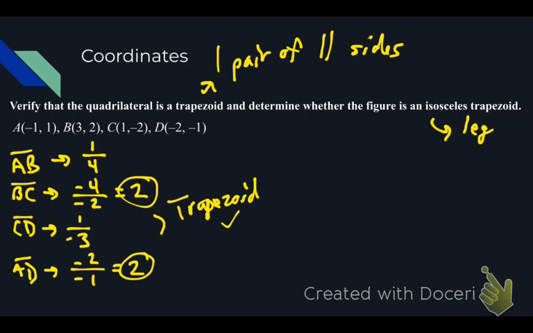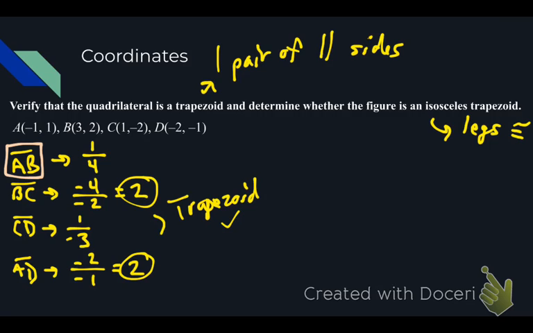The legs are congruent. Well, which ones are the legs? That's the question. Okay, so we kind of need to know that. If you look at it, though, the ones that are parallel, those are the bases. Those are the bases. So we need to look at AB.